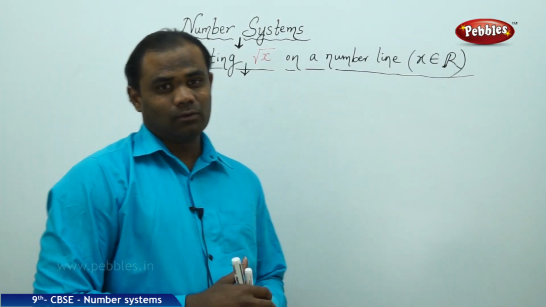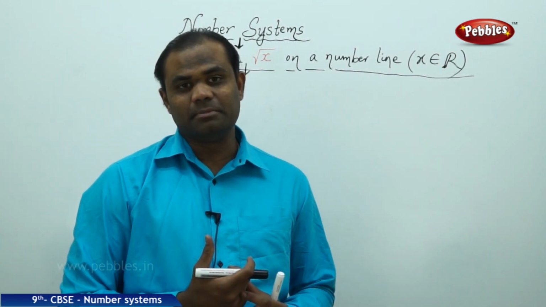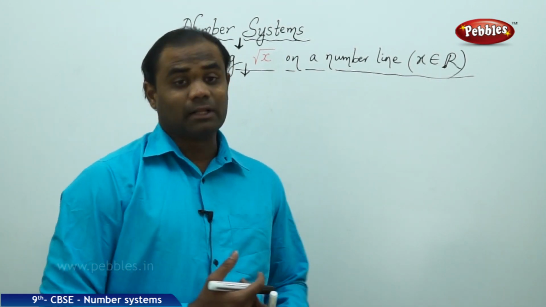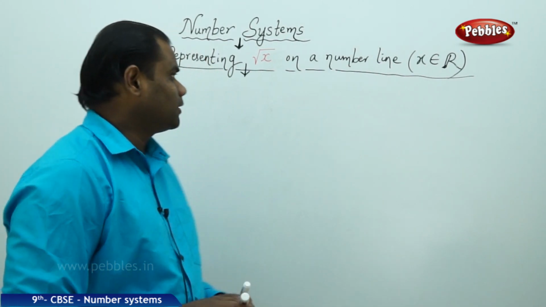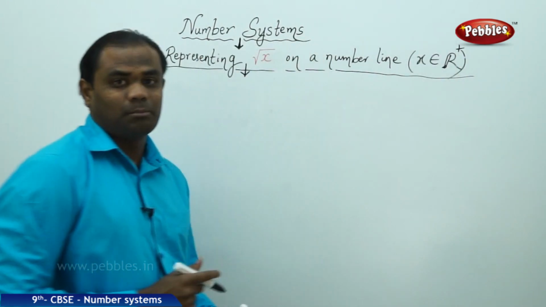Now let's see how a number root x, for any x belonging to the real numbers, can be represented on a number line. So I would like to represent root x on a number line for x being a positive real number.